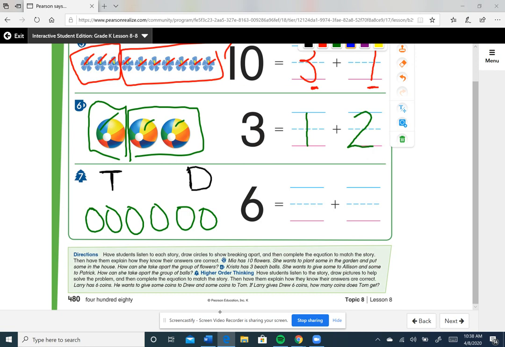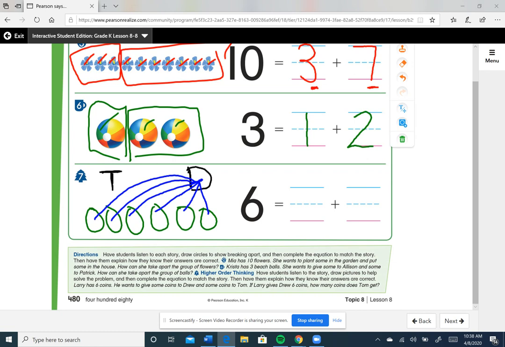All right, so Larry's giving away 6 coins, and he wants to give them to Drew and Tom. If Larry gives Drew 6 coins, we got to give Drew 6 coins, right? So 1, 2, 3, 4, 5, 6.